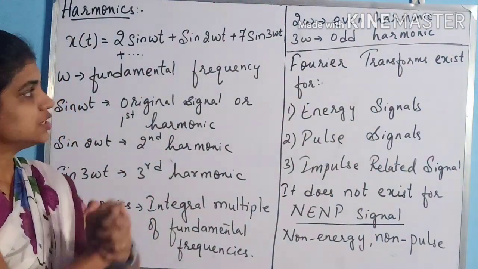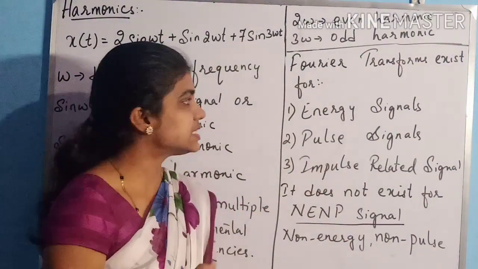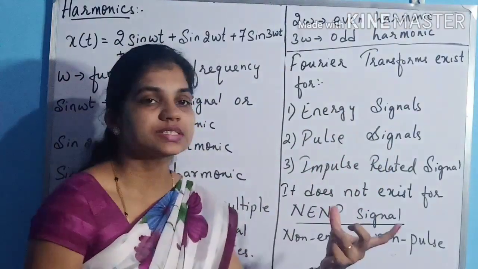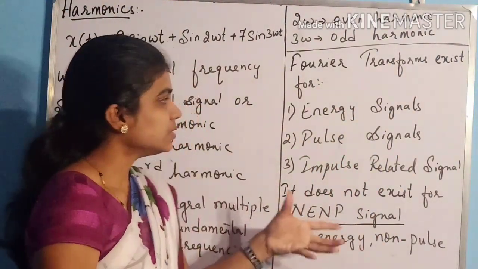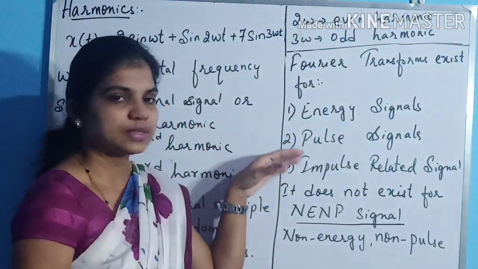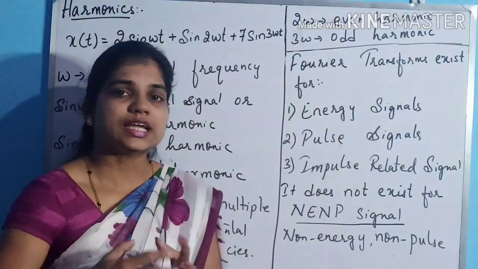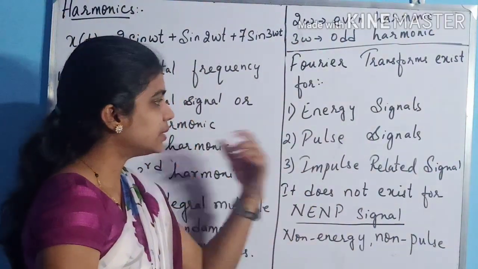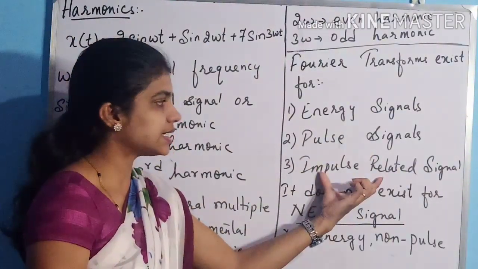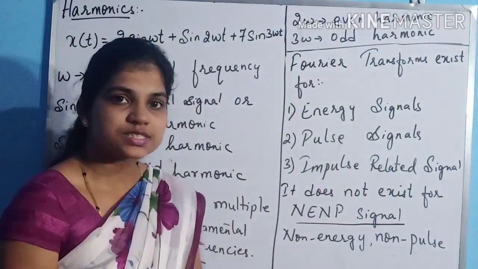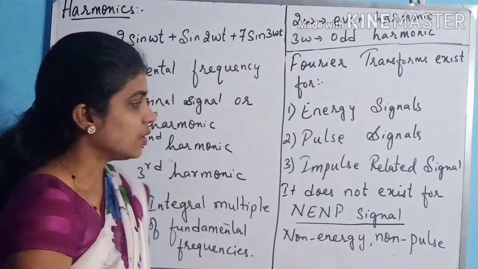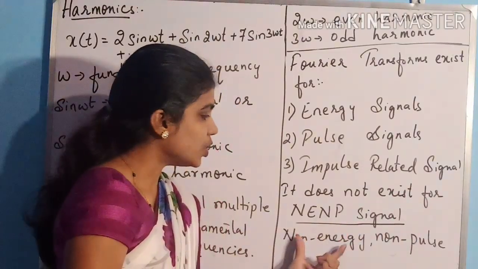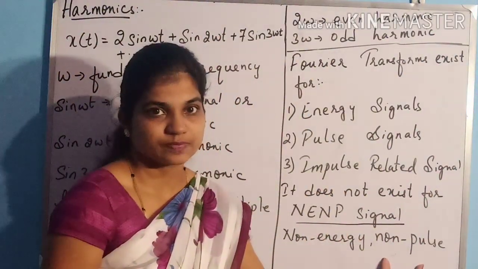Now the Fourier transforms exist for energy signals, pulse signals and impulse related signals. When I say energy signals and pulse signals, they are absolutely integrable. Whereas these impulse related signals are not even energy signals nor pulse signals. And we say that the Fourier transform does not exist for non-energy and non-pulse signals.